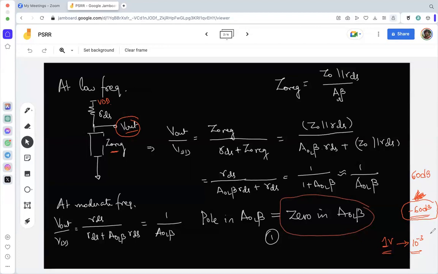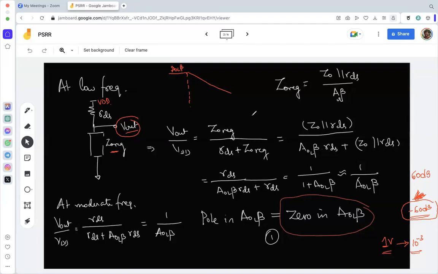For PSR, meaning you have an AOL beta. If you look at the DC gain of your overall LDO, it looks like this. This is the AOL beta that we are talking about. Then there comes a pole, right?